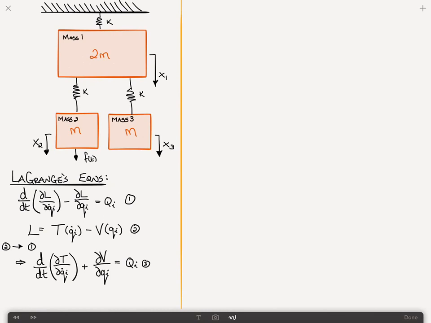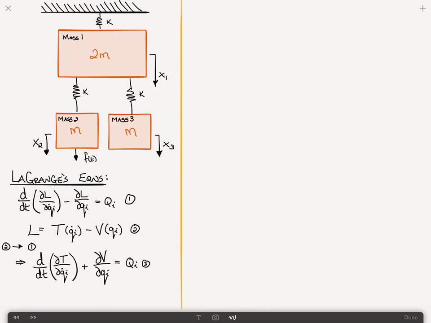So the starting point is we have 3 masses in this system, mass 1, 2, and 3 as labeled. These masses have coordinate systems associated with them, x1, x2, and x3 respectively. And the masses are 2m, m, and m. These masses are linked as shown by springs of stiffness k. It can be assumed that each of these 3 springs has the same stiffness constant. And it's configured as shown, where the first mass is tethered to a wall and the other 2 masses are connected to mass 1. And we'll assume that all motion exists only in the vertical direction.